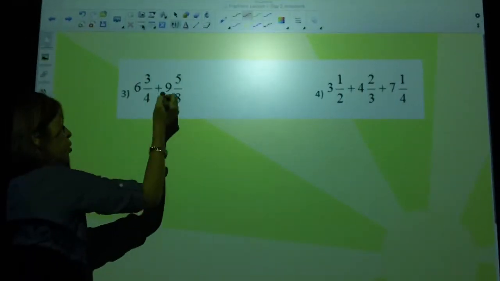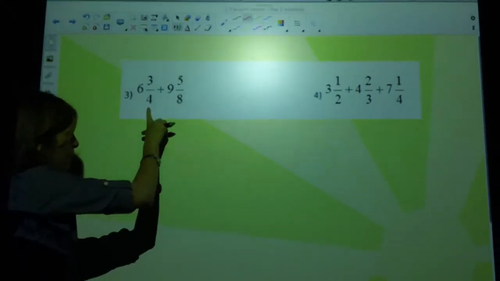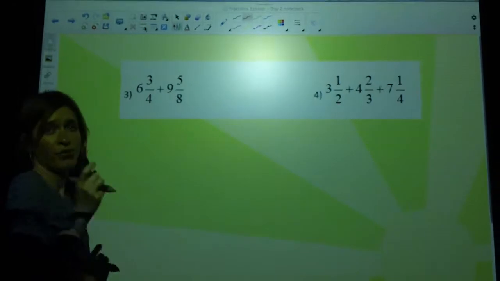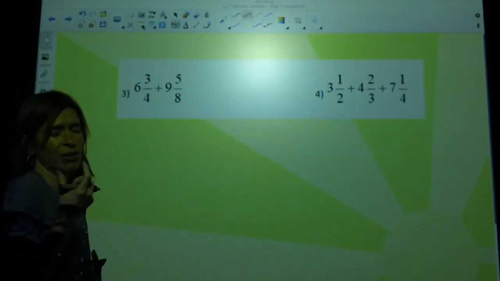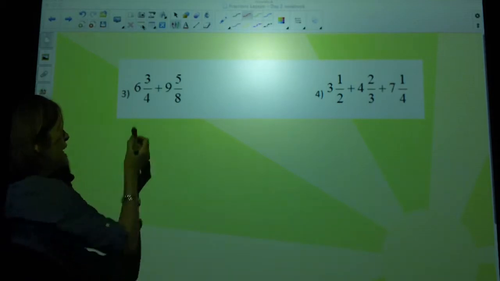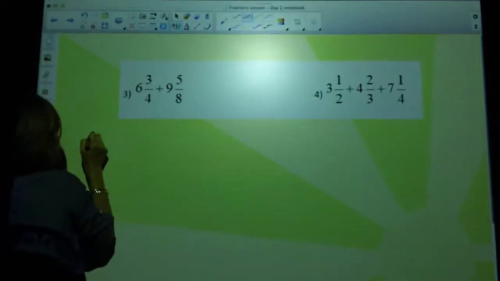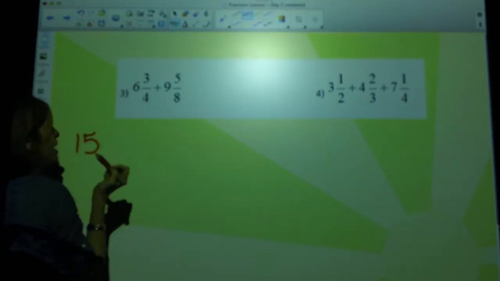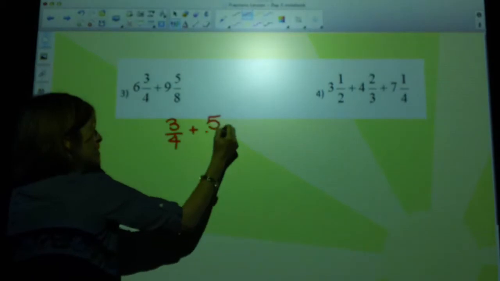Okay, 6 3/4 plus 9 5/8. There are several options. Some people like to turn these into improper fractions and then find a common denominator, but you can get really big numbers with that. As long as it's addition, you can actually add 6 and 9 and you get 15. Then add 3/4 plus 5/8.